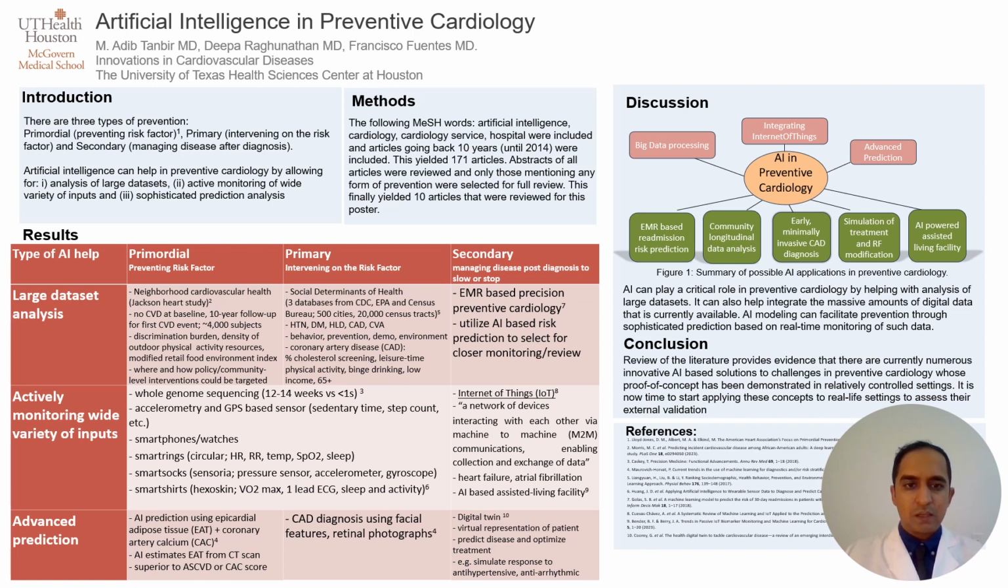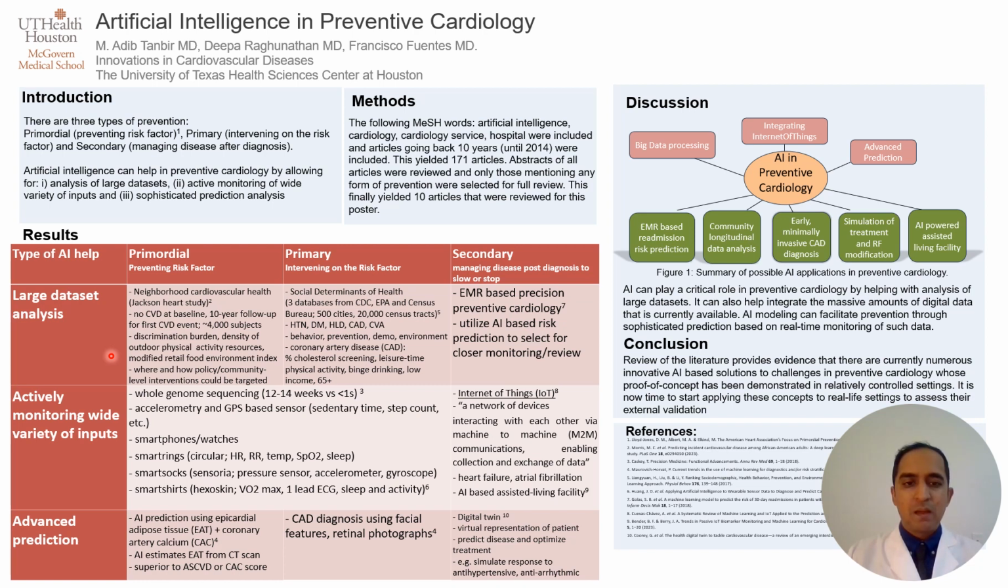the Jackson Heart Study, which investigated neighborhood cardiovascular health by following 4,000 subjects with no cardiovascular disease at baseline for 10 years to look for the development of their first cardiovascular event. The study identified discrimination burden, density of outdoor physical activity resources, and modified retail food environment index as some of the factors that affected the development of a first cardiovascular event. This is related to primordial prevention because subjects had no cardiovascular disease at baseline.